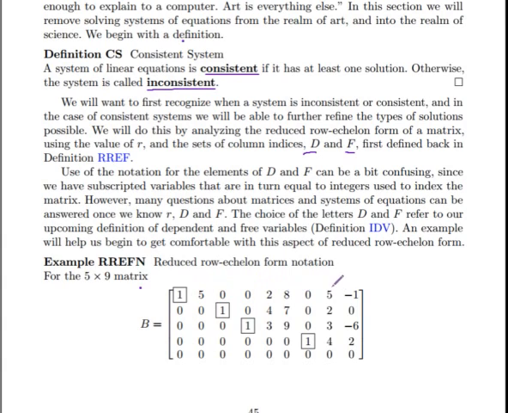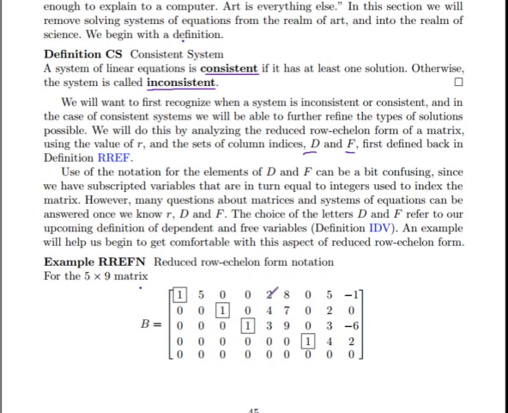Did I count that wrong? Let's start again. 1, 3, 4, 7 would be D, and F would be 2, 5, 6, 8, 9. Okay. So these are going to be important in the characterization of the solution.